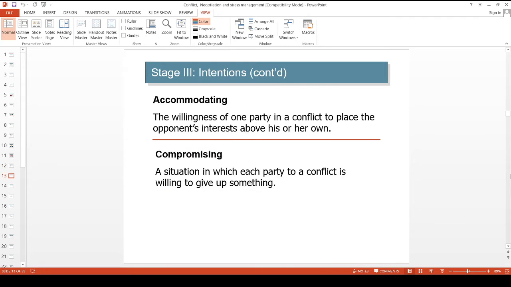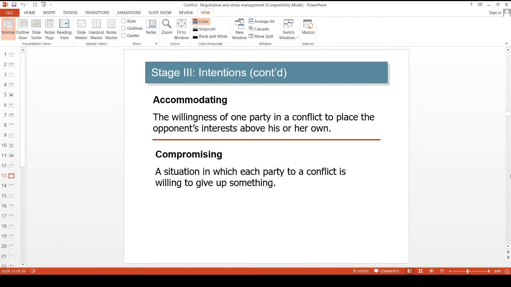In accommodating, there is the willingness of one party in a conflict to place the opponent's interest above her own interest. So when one party seeks to appease an opponent, that party is willing to be self-sacrificing. In this case, one party will focus on being self-sacrificing, and will take the other party's interest into account over their own particular interest. This situation is termed accommodating.